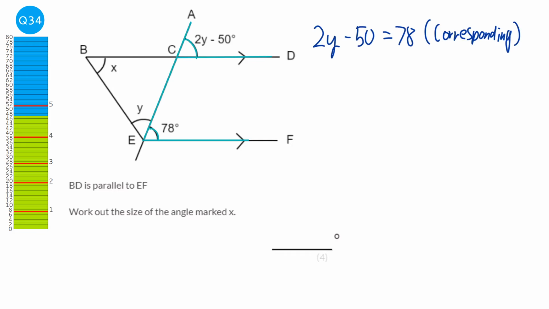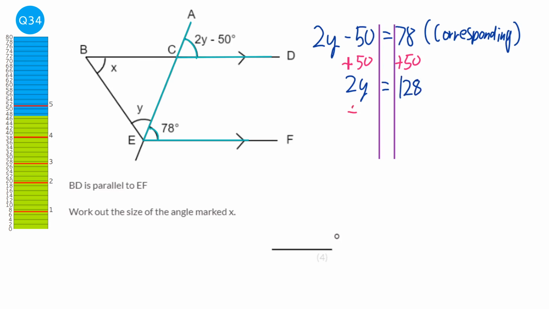Now here we've got an equation and we want to solve it. We'll go first of all, add 50 to both sides. So we've got 2y equals 78 plus 50, which would be 128. And then we're going to halve both sides, or divide by 2. So we've got 64. So we know that y is 64. And so we look back at the diagram to find out how we'd work out x.